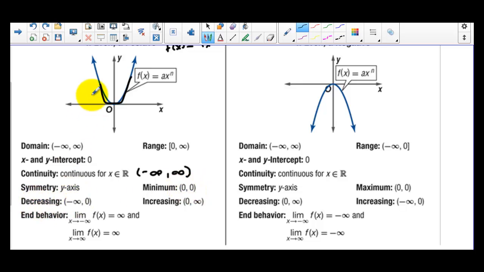This function is decreasing as you go left to right from negative infinity to 0, and then increasing from 0 to infinity. The end behavior would be as x approaches infinity, y is going to infinity, and as x approaches negative infinity, y is going also to infinity on this side as well.